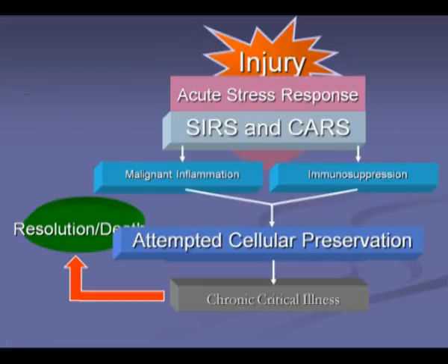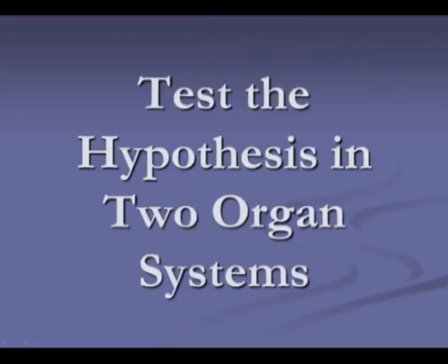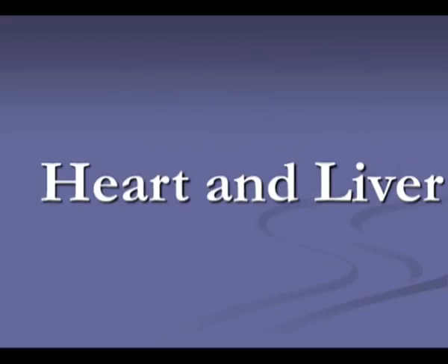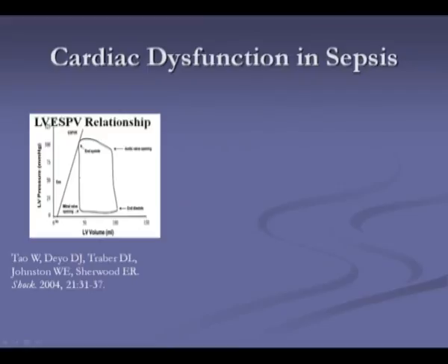Well, when we're looking at attempted cell preservation, again, what do we mean? Let's test this hypothesis in a couple of organ systems, heart and liver. So, cardiac dysfunction and sepsis. This is, again, very nice work by Ed Sherwood's group. Ed is leaving Texas and moving to Vanderbilt in Nashville, but he's done some lovely work in this relationship.